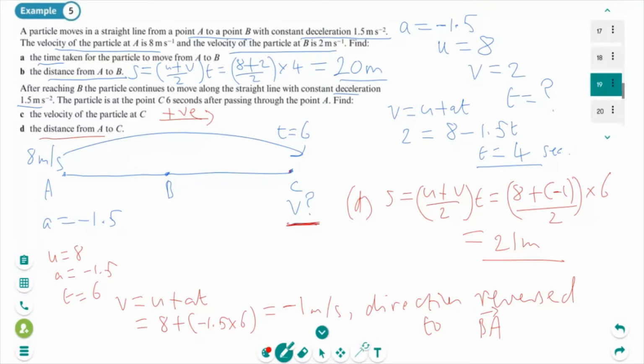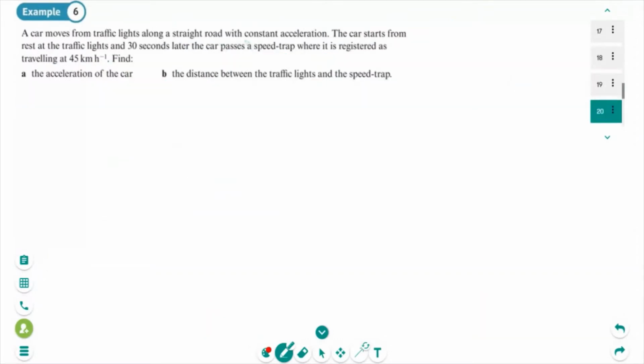Last example. A car moves from traffic lights on a straight road with constant acceleration. The car starts from rest, which means it's not moving, so U is 0. 30 seconds later, so T is 30, it passes a speed trap where it is registered as traveling 45 kilometers per hour. That's the velocity after 30 seconds. You need to work in the right units. Remember, this is all meters per second, so you need to convert 45 kilometers per hour into meters per second.